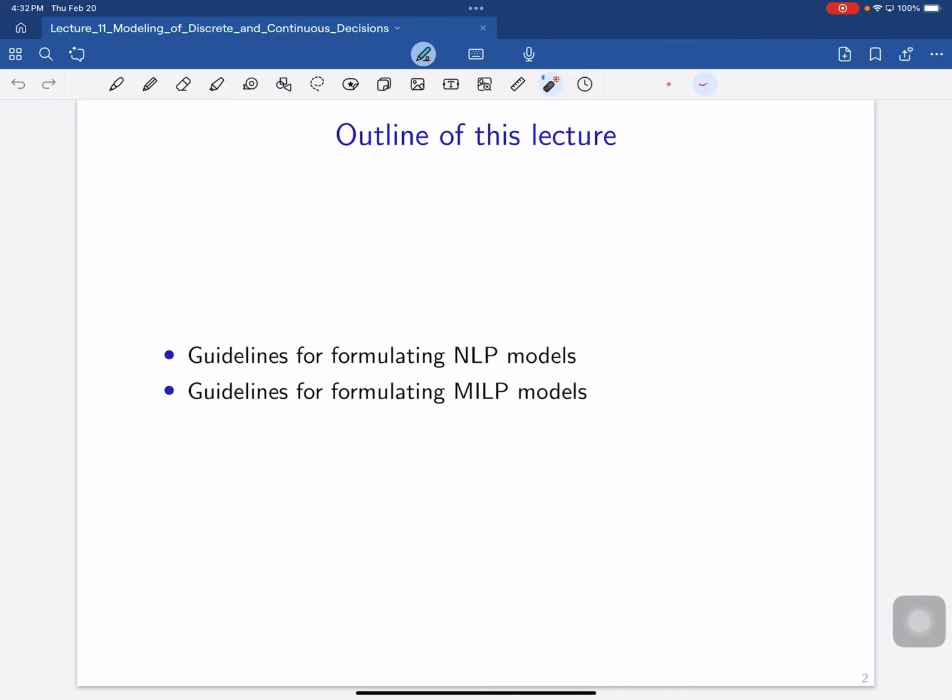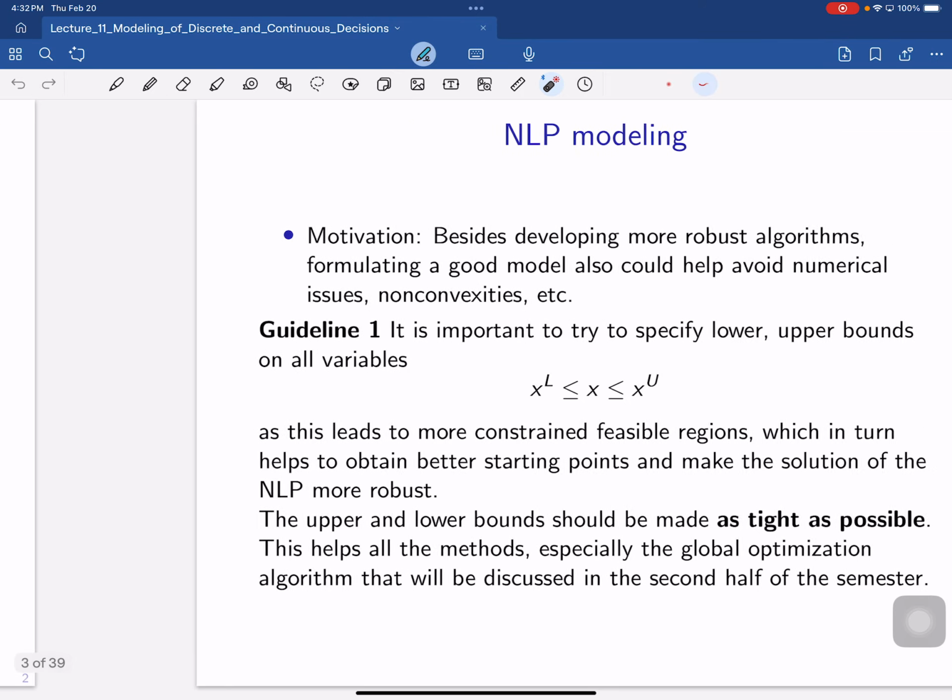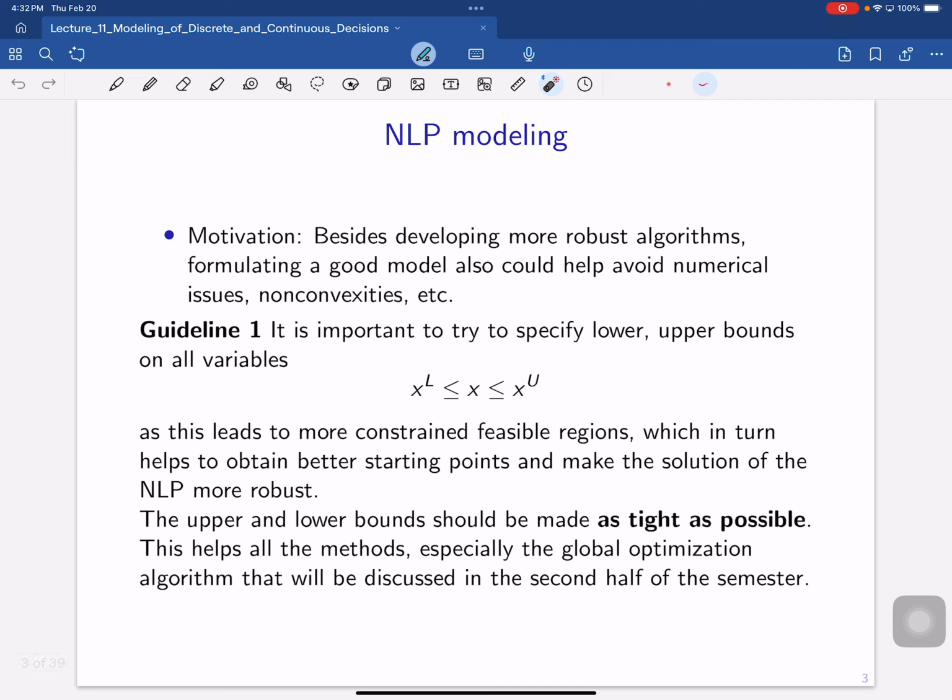Just a few notes related to modeling nonlinear programming problems. Some of these ideas apply to linear or mixed integer linear programming problems as well. It will give you some good guidelines on how to come up with good models. Of course, nowadays the solvers are really good. Even if you have a very bad model, the solver may still be okay in solving those bad models. But it's better to help the solver a little bit by creating good models.